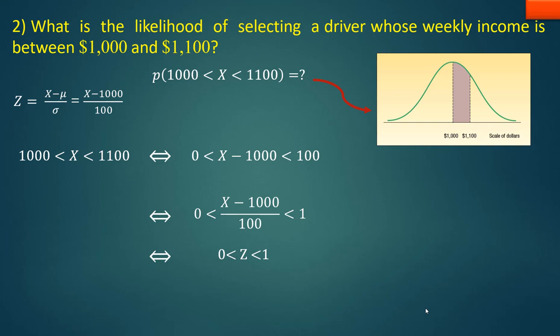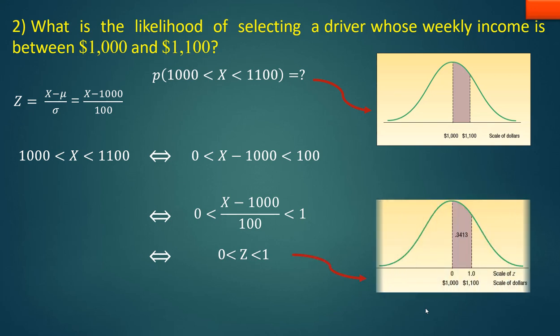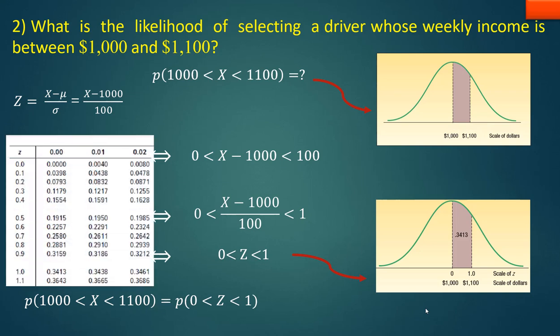Which means that using the standard normal distribution, we need to find the area of the standard normal curve subtended by the curve and the values 0 and 1. Which means that the probability of x between 1000 and 1100 is the same as the probability of z between 0 and 1. Now using the standard normal distribution table, all we need is to find the intersection of the row containing the value of 1 and the column containing 0.00. And as you see here, the value is 0.3413.